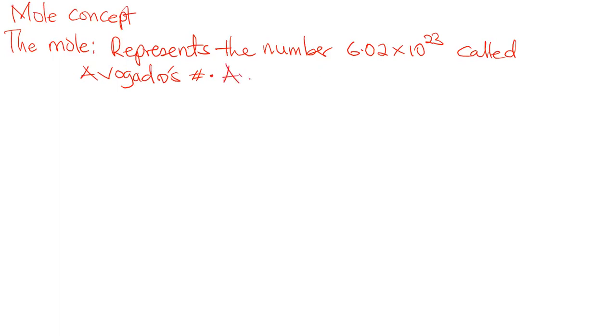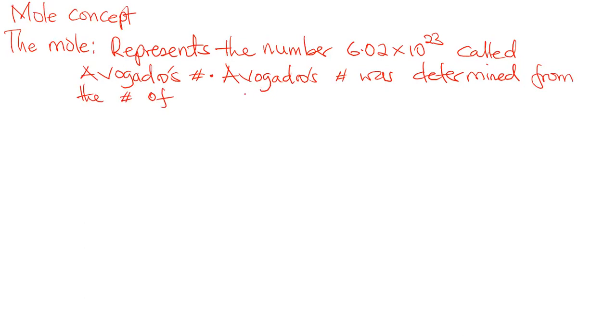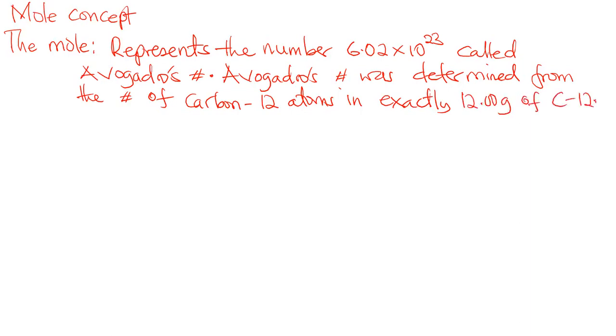So this number was determined from the number of carbon 12 atoms in exactly 12 grams of carbon 12. So they took 12 grams of carbon 12 and then asked themselves how many atoms are in 12 grams of carbon 12. So they found 6.02 times 10 to the 23 atoms, and they called this number Avogadro's number.